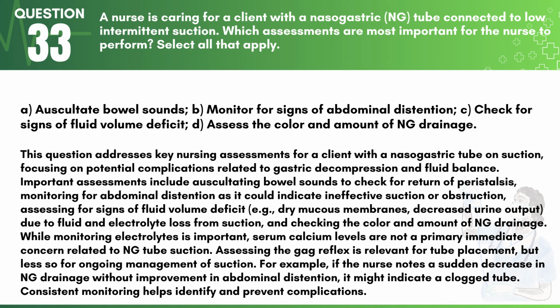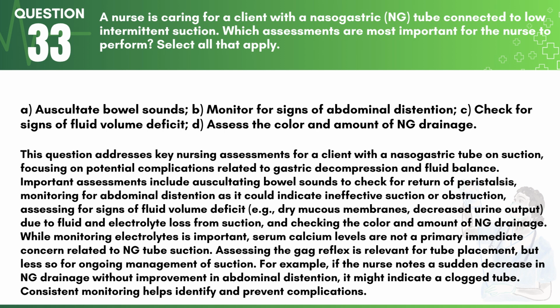Answer. Auscultate bowel sounds, monitor for signs of abdominal distension, check for signs of fluid volume deficit, assess the color and amount of NG drainage. This question addresses key nursing assessments for a client with a nasogastric tube on suction, focusing on potential complications related to gastric decompression and fluid balance.